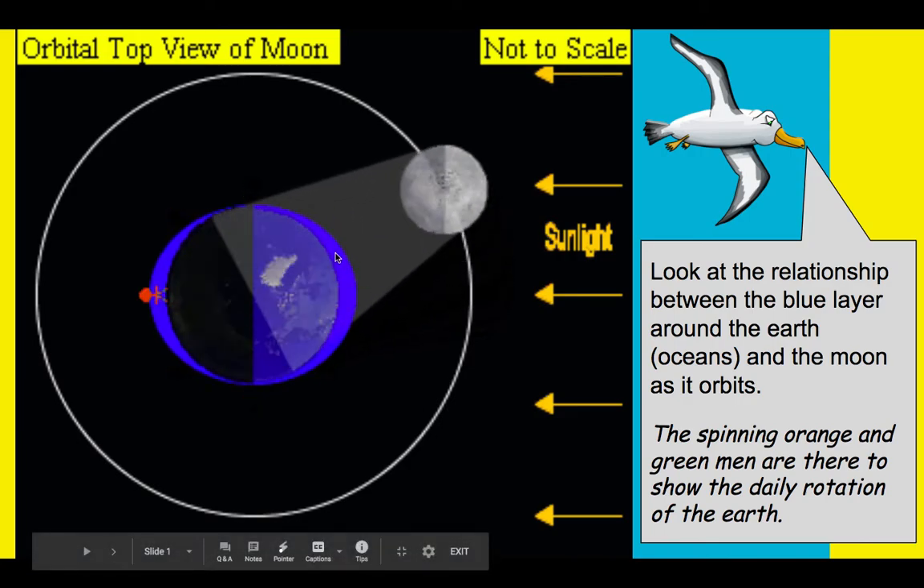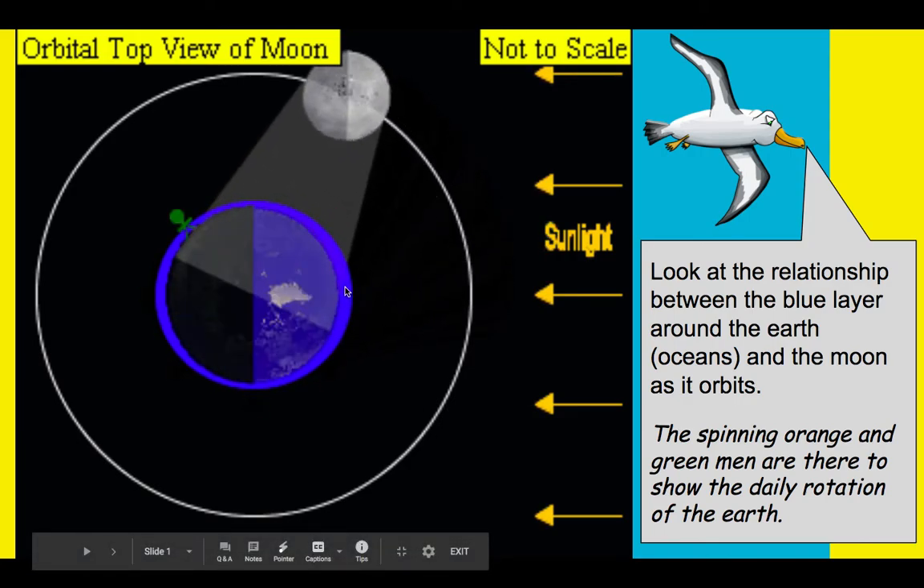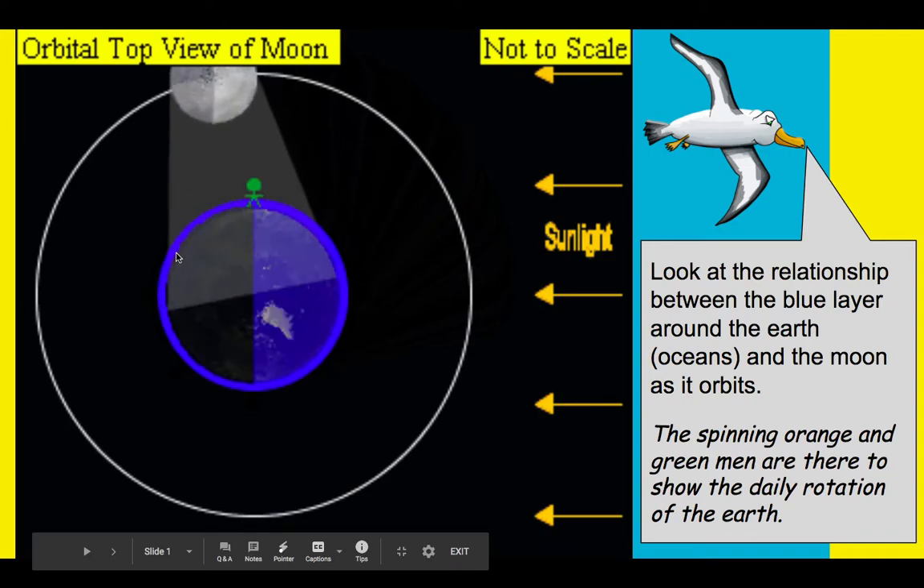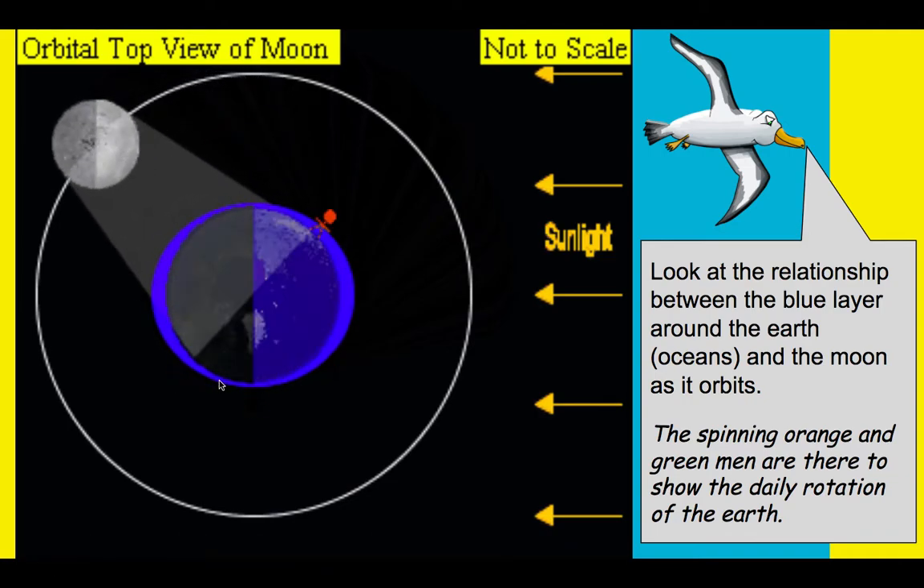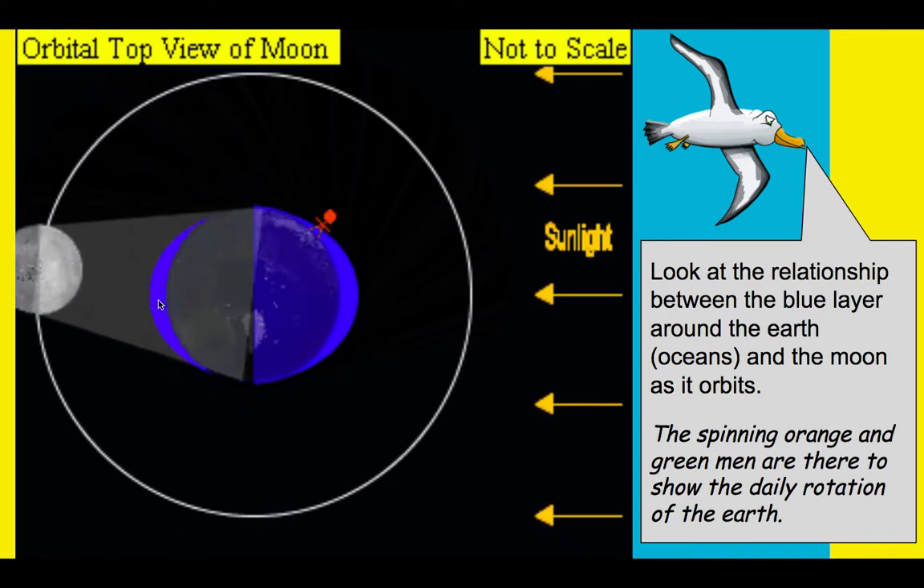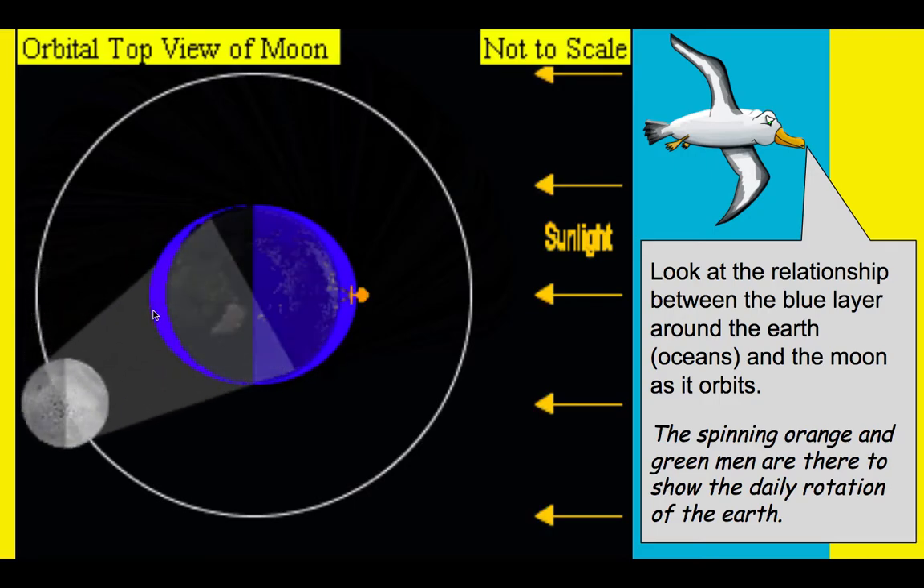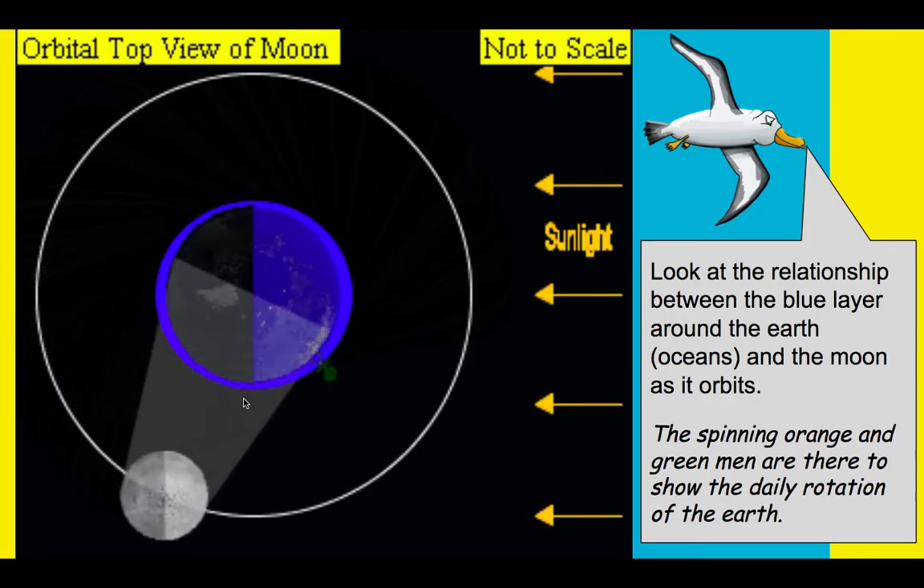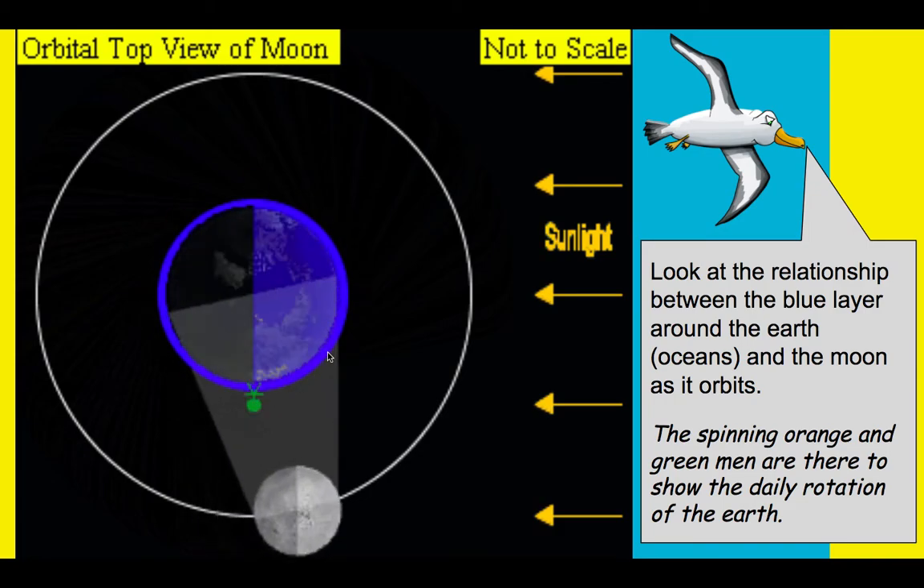What we're really interested in is this blue band that surrounds most of the Earth. That's the oceans and the seas. And as you can see, it's pulled towards the moon wherever the moon is. That's caused by the gravity of the moon.